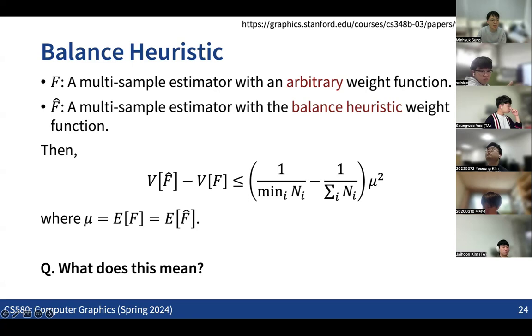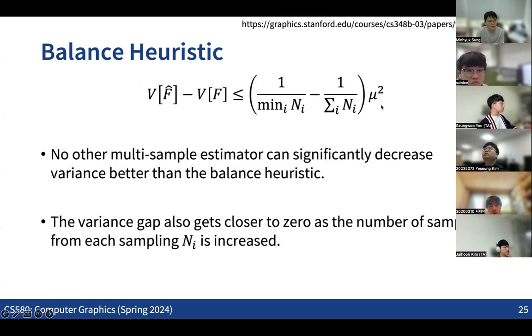So here basically there can be some arbitrary weight function for the multi-sample estimator, but still the gap between these two is bounded by this quantity, which means that whatever weight function you pick, it cannot significantly decrease the variance more than the variance of the estimator with the balance heuristic. So while we can see some improvement in reducing the variance of the estimator by choosing a better weighting function, the improvement will still be bounded by this amount, right?